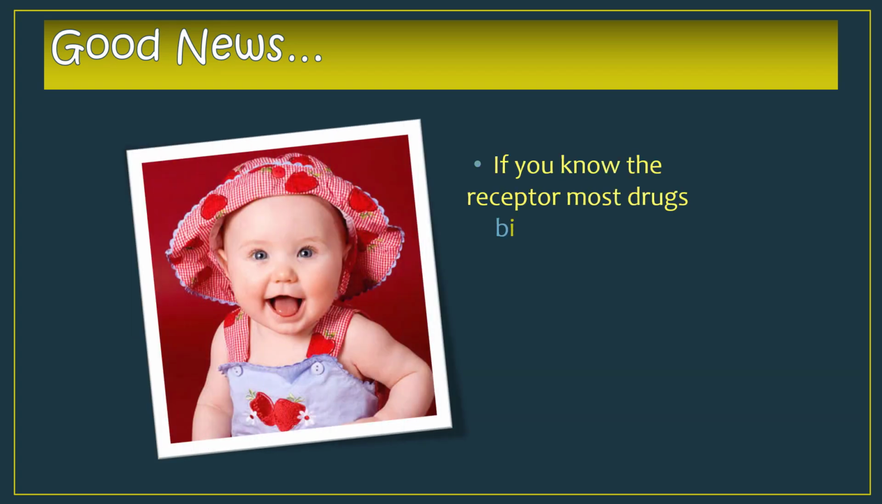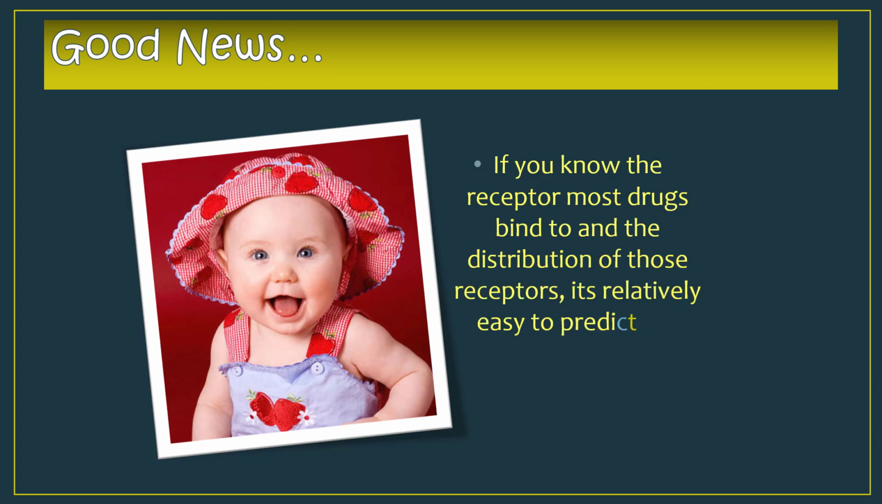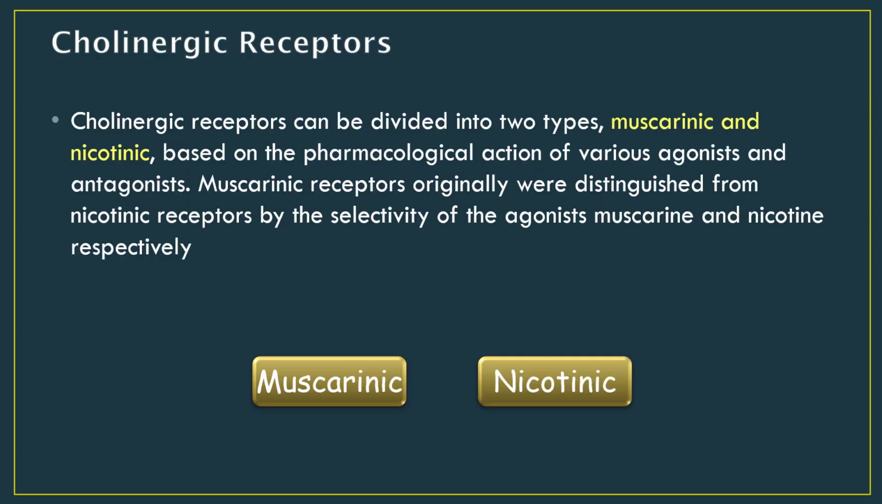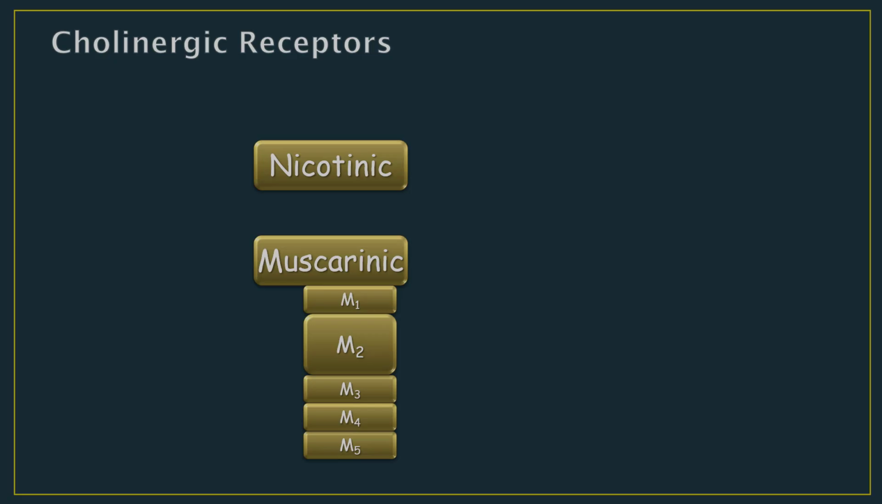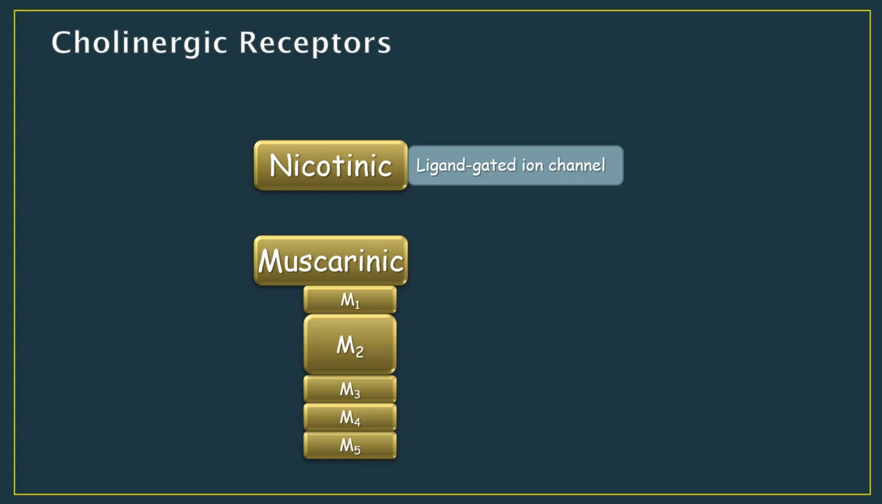If you know the receptors most drugs bind to and the distribution of these receptors, it's relatively easy to predict the effect of all these drugs. And as I told you earlier, autonomic drugs are very often prescribed in clinical practice. Cholinergic receptors can be divided into two types, as we saw earlier, muscarinic and nicotinic. How do these receptors work? Nicotinic receptors are ligand-gated ion channels. So once the receptor is activated, it opens an ion channel, sodium mainly, and sodium goes into the cells.